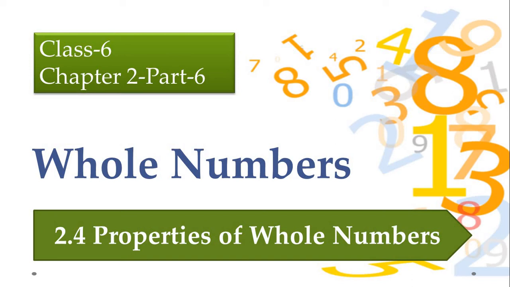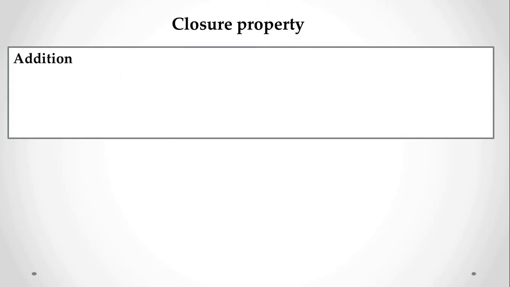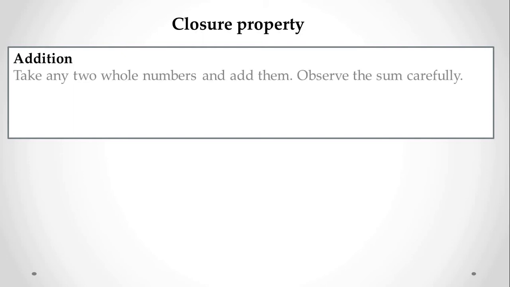We are in the properties of whole numbers. So we start this topic. In the properties of whole numbers, the first property is the closure property. In the closure property, we will discuss various operations. We start with addition.